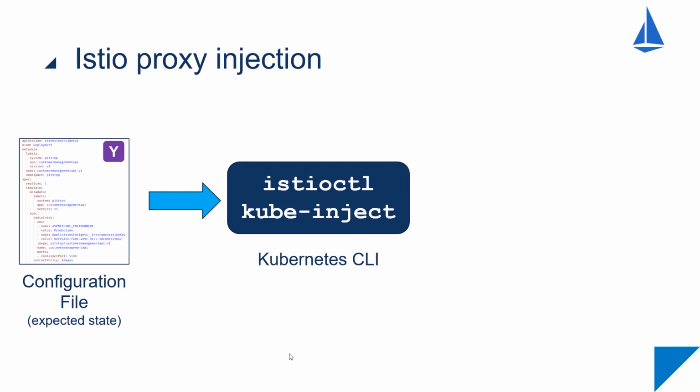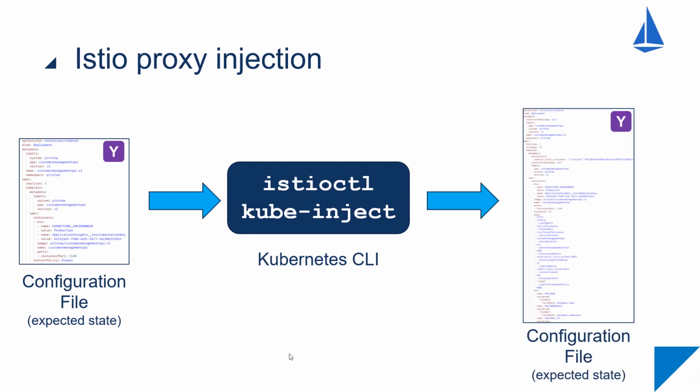Well, in this case, I use the Istio control command line interface, and I say kube inject. Okay. And it will then basically get my Kubernetes file and inject the necessary markup or YAML to create the sidecar pod into your Kubernetes cluster. Okay, so it will just add all that config to your own YAML.